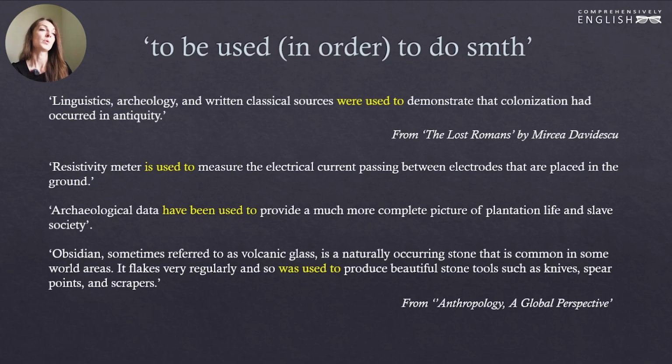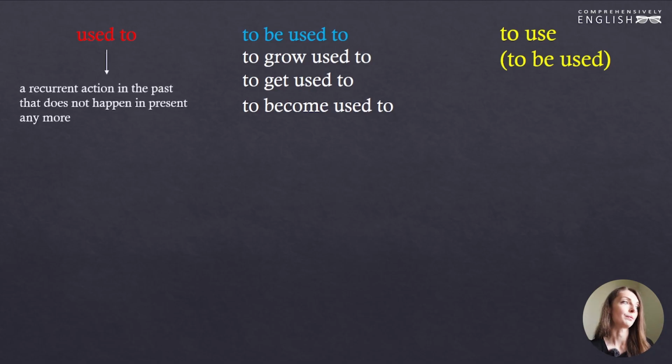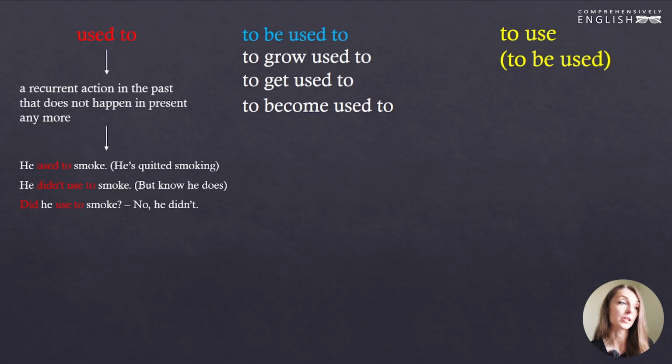The same meaning. We see this structure used in different tenses. The structure used to can only be used in the past simple. Let's juxtapose these structures. Used to, be used to, and the rest of them, like grow used to, get used to, become used to, showing the transition into a state. And to be used is like the passive form of to use. So used to means a recurrent action in the past that does not happen in the present anymore. He used to smoke, he's quit smoking.